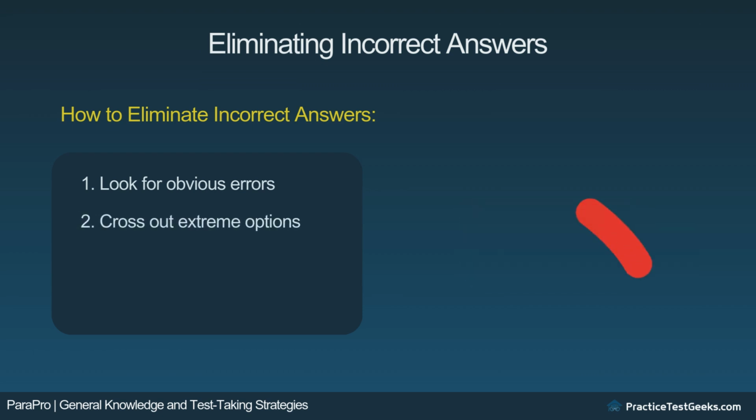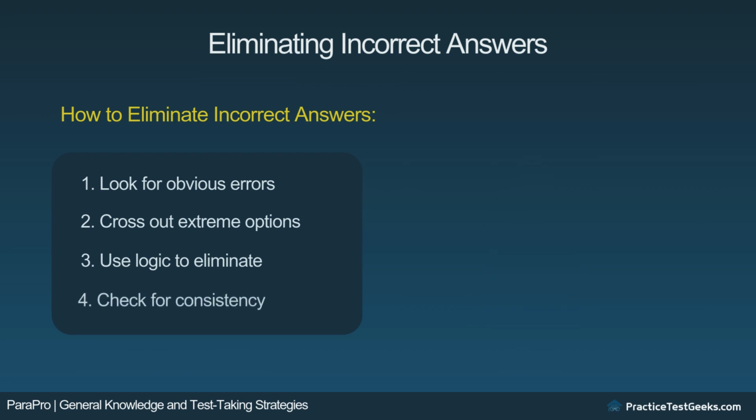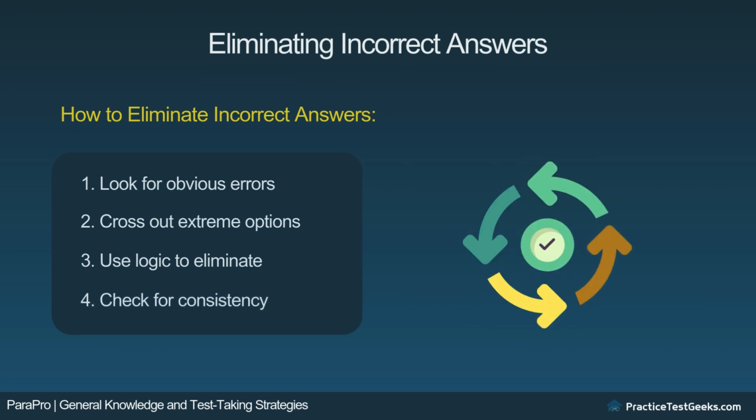2. Cross out extreme options. Often, extreme options like never or always are less likely to be correct, as most questions involve more nuanced answers. 3. Use logic to eliminate. Sometimes, even without knowing the exact answer, you can eliminate options based on logic or knowledge of the topic. For instance, if the question is about educational principles, you might know that one option doesn't fit within general educational practices. 4. Check for consistency. If one answer choice is consistently aligned with what you've learned in your study materials, it's more likely to be correct.